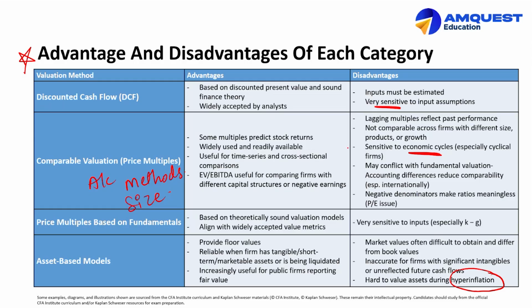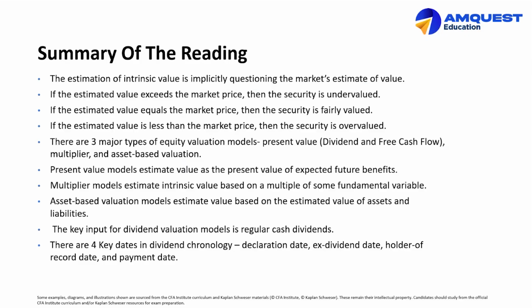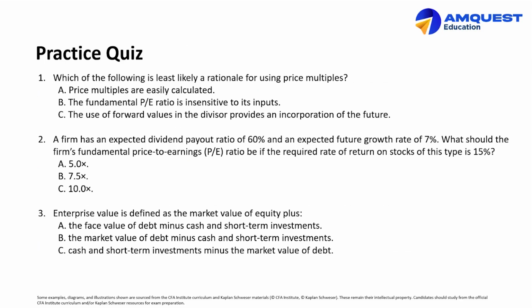Price multiples based on fundamentals. So it is very sensitive to inputs, especially K minus G. If G is higher, you'll not be able to use this formula. Asset based valuation model, if intangibles are higher, you will not be able to use this model. So this is the summary. Let's do some questions.